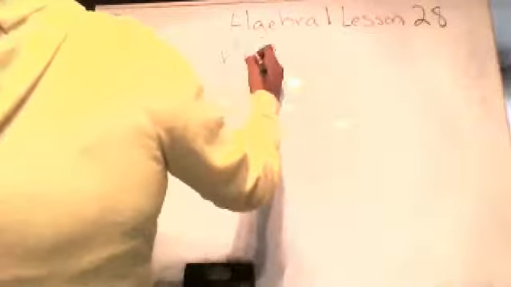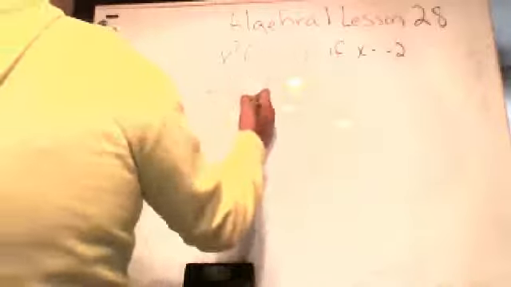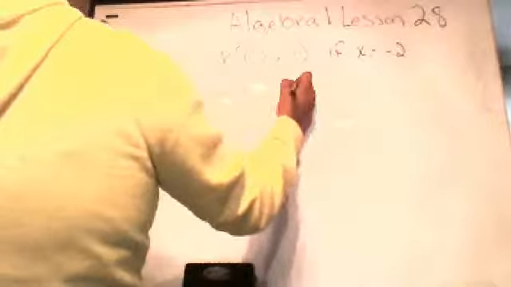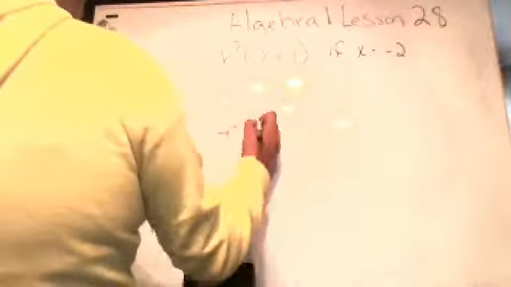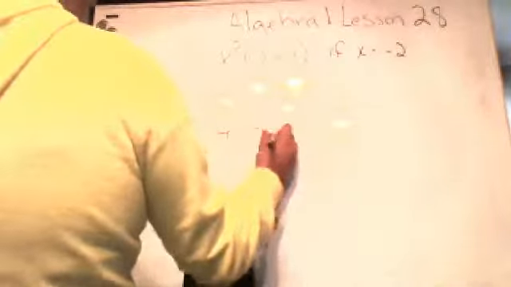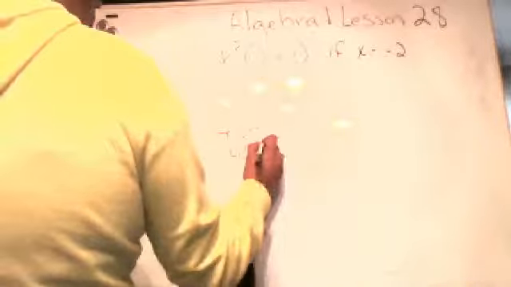So let's look at one more example, 28.6. It says evaluate x squared times 2x minus 1 if x equals negative 2. So we're going to replace x with negative 2. So we're going to say negative 2 squared times 2 times negative 2 minus 1. So this becomes 4 times negative 4 minus 1, which is 4 times negative 5, which equals negative 20. Okay, so I'm going to write that over here. We got negative 20 for that one.